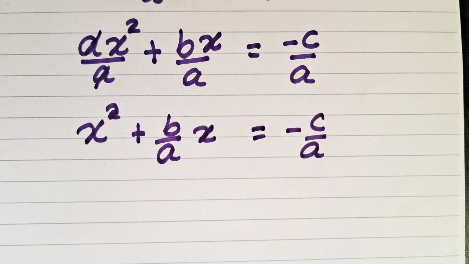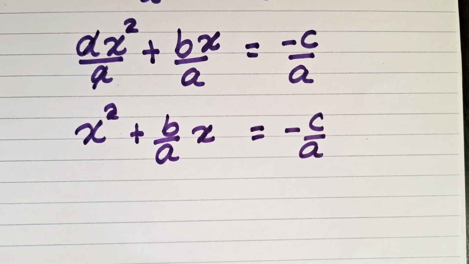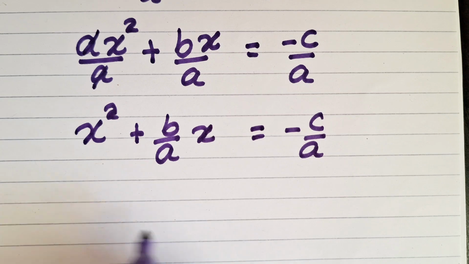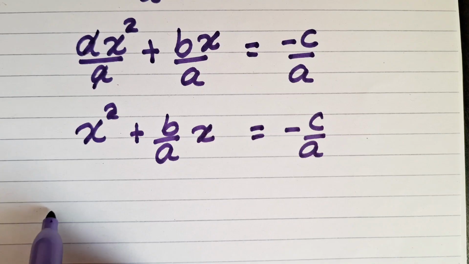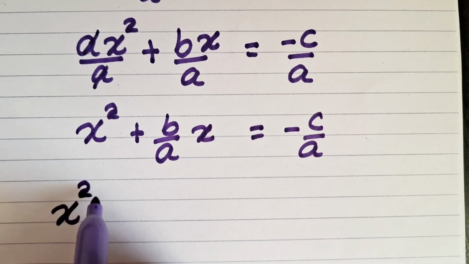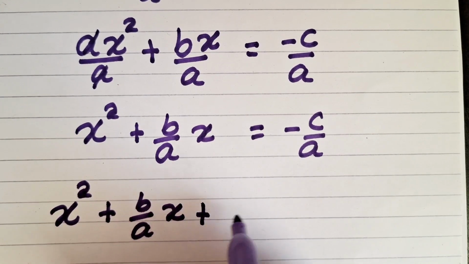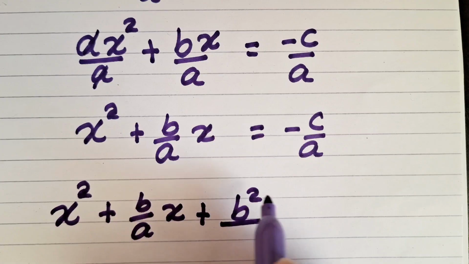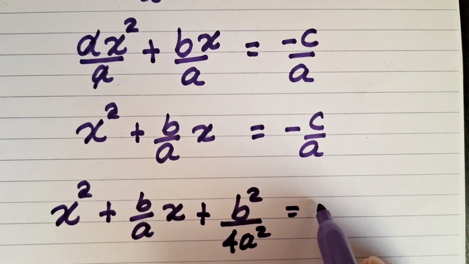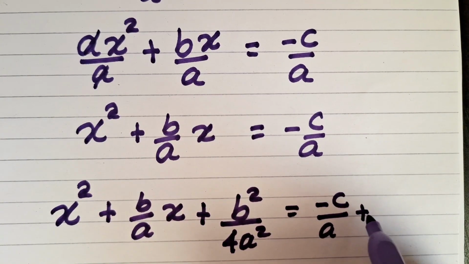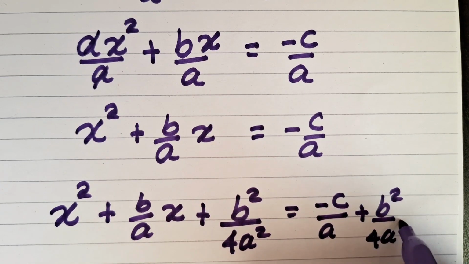In the next step, actually this is the tricky part of the whole process. What I am going to do is add b squared over 4a squared to both sides of the equation. So now on the left side we have x squared plus b over a times x plus b squared over 4 times a squared. On the right hand side we have minus c over a plus b squared over 4 times a squared.